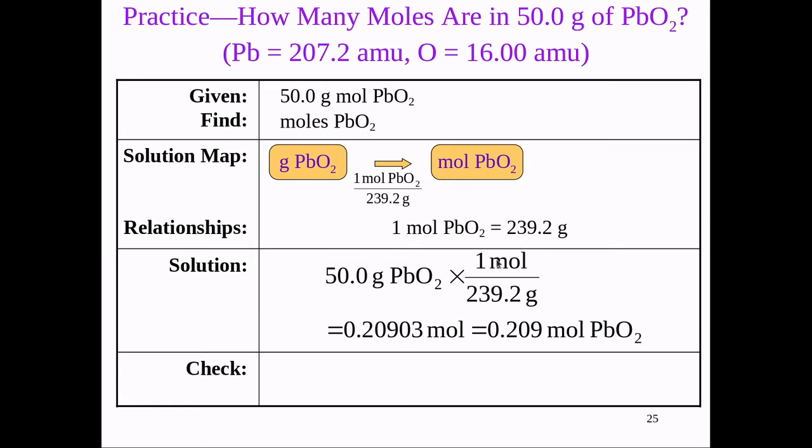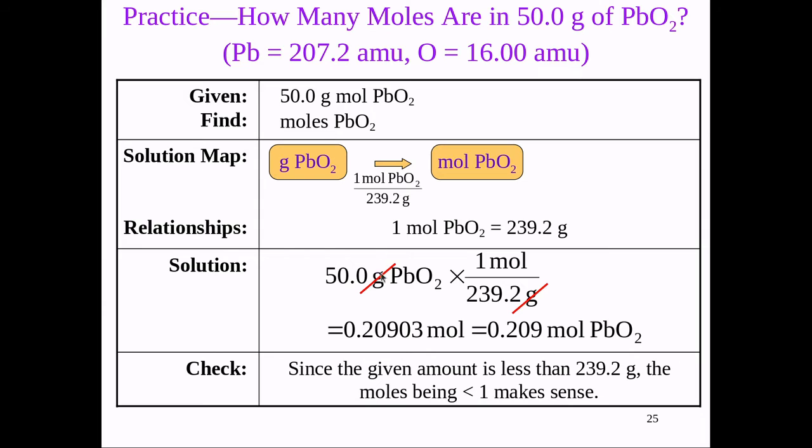We plug it in, and we get a pretty long number of moles here, but we're limited by these 3 sig figs. We get 0.209 moles of lead oxide. We check our units. We can see that grams canceled, and we should be getting moles out, which is what we wanted to get in the end. We do our check. We were given an amount that was less than 1 mole, and so therefore it makes sense that we got less than 1 mole.